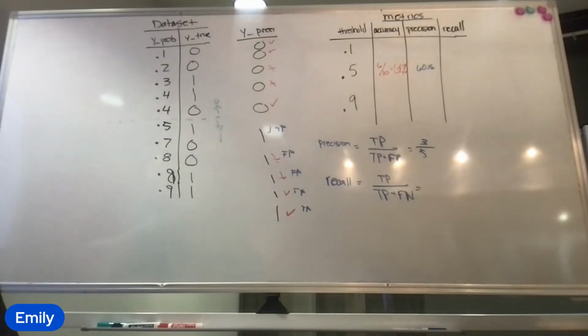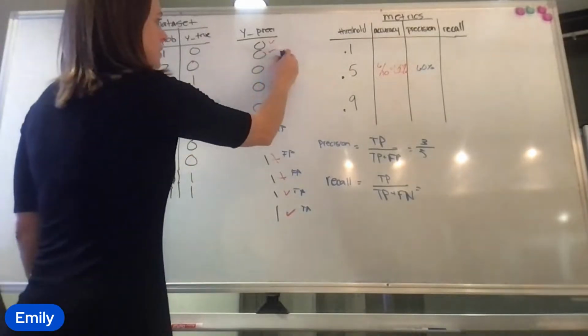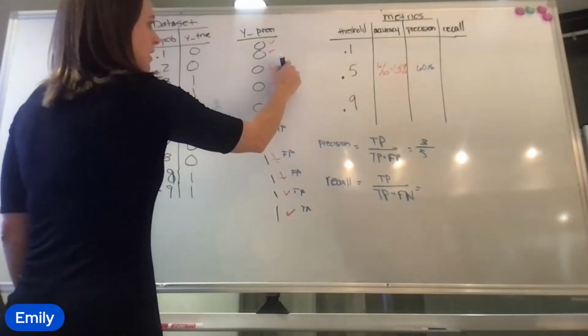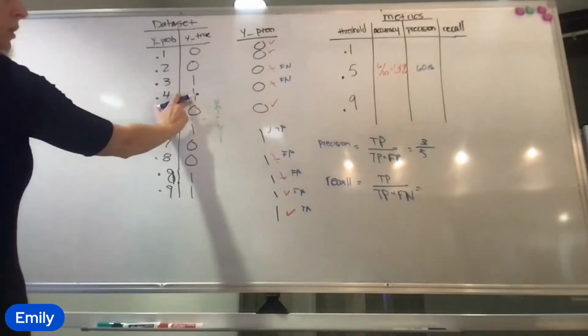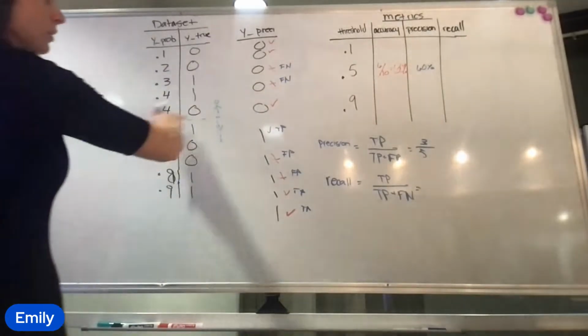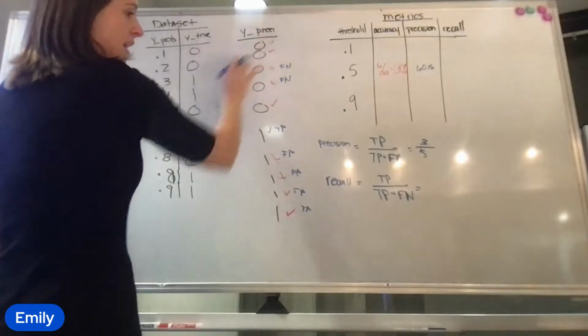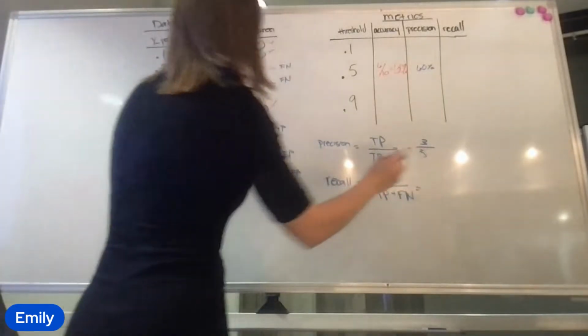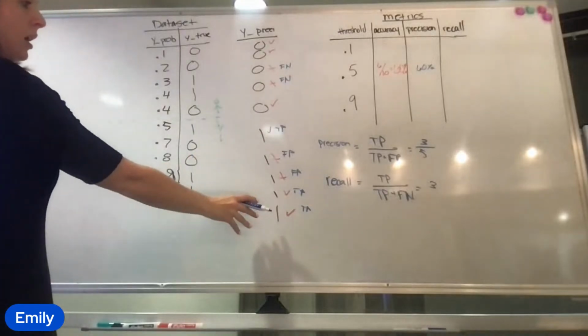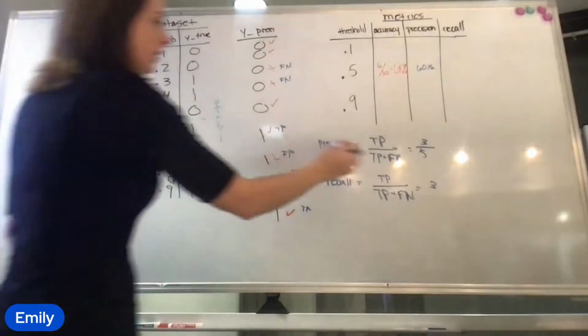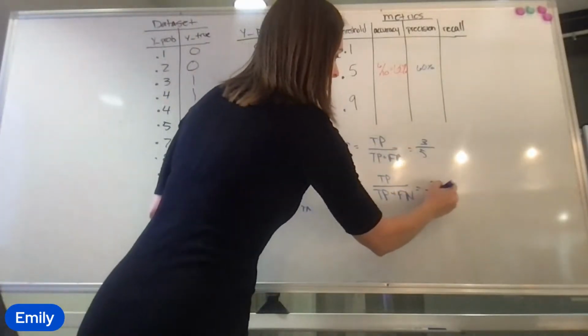Two false negatives. Yep. So this one's a false negative. This one's a false negative. We predicted 0, but it should have been 1. Predicted 0, but it should have been 1. Remember, we don't care about when we predicted 0 and it was actually 0. So we have 3 true positives and then 2 false negatives. So it's 3/5, so 60%.